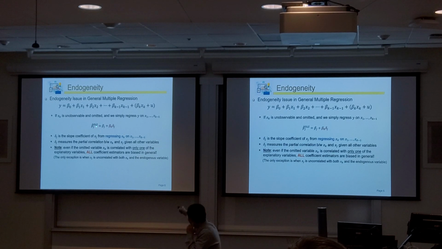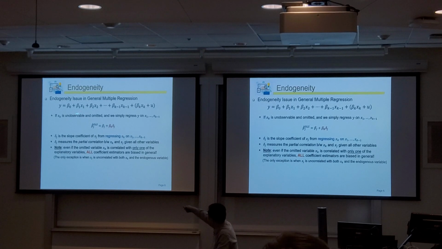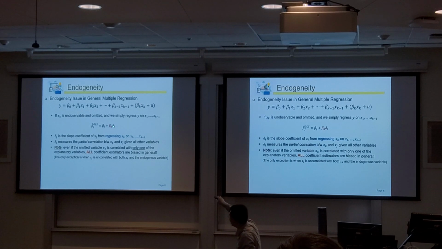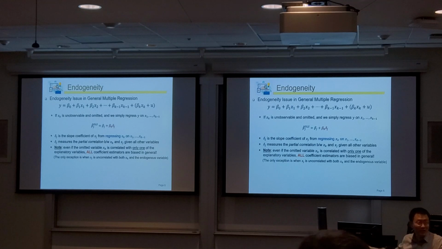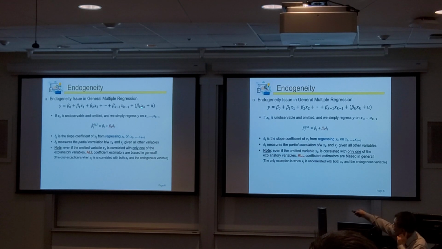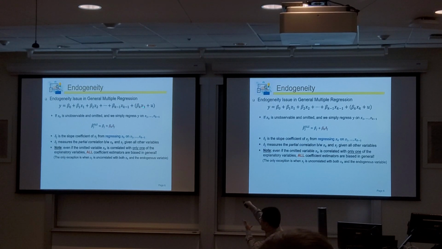So now the OLS estimator can be shown to be equal to the true beta J in front of each observed x variable, plus beta K times delta J. Make sure this actually answers your question: how can we determine the direction of the bias? So this beta K is, again, the true relationship between this omitted variable and y.